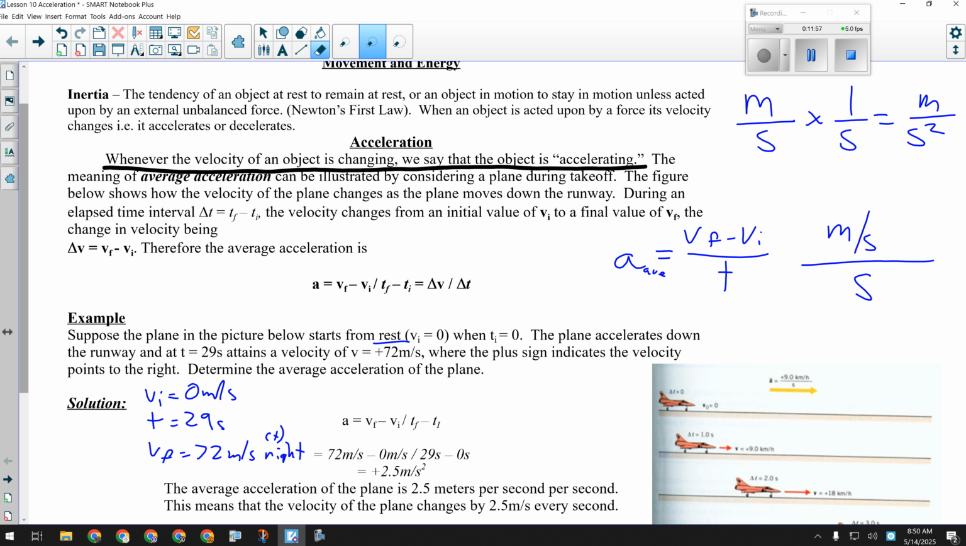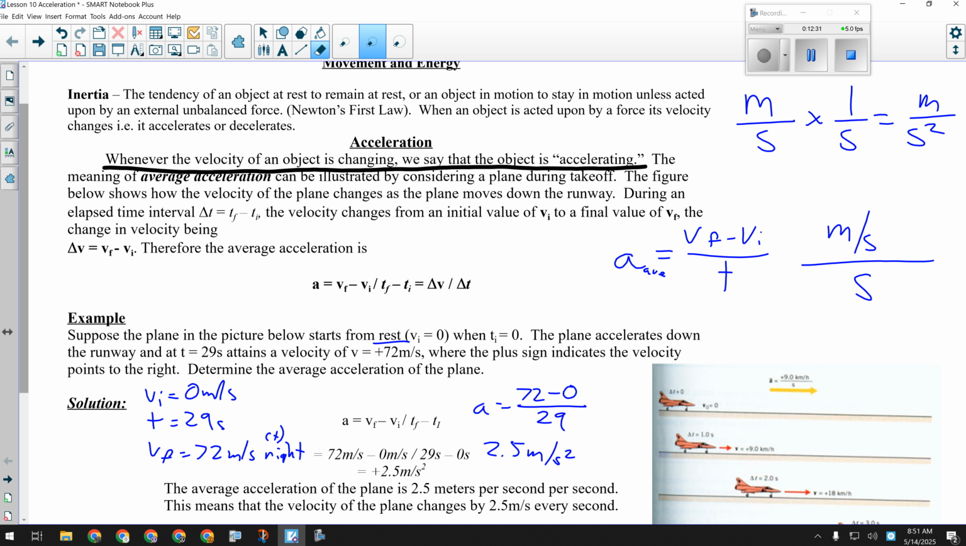Okay? So all I have to do then is plug into this formula, right? You've done stuff like this with the graphs. You found VF, you found VI, you divided by time, you found acceleration. So all we do is go A equals 72 minus 0 divided by 29 seconds. That's going to give us meters per second divided by seconds, right? So we'll end up with 2.5 meters per second squared for the acceleration.